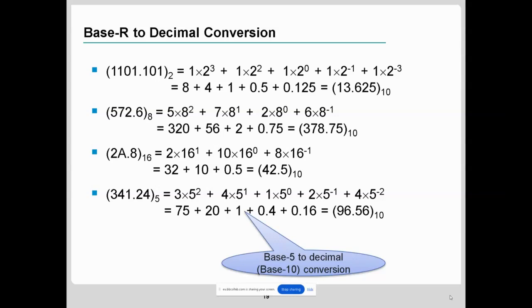Now we have the fractional part. The fractional part is f1, f2, up to fm. Got it? Now we have a base of r. What are the possible values of r? It's 2 in the first case, then 8 in the second case, and 16 in the third case. We are not interested in base 5, but just for the sake of completeness, I did it.